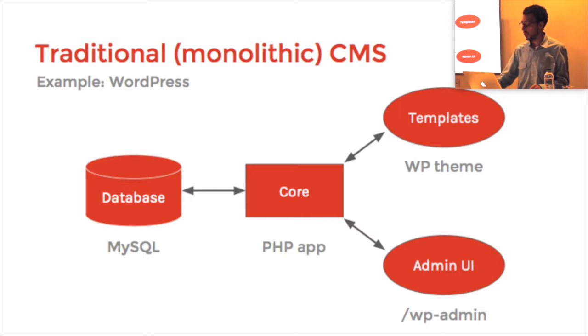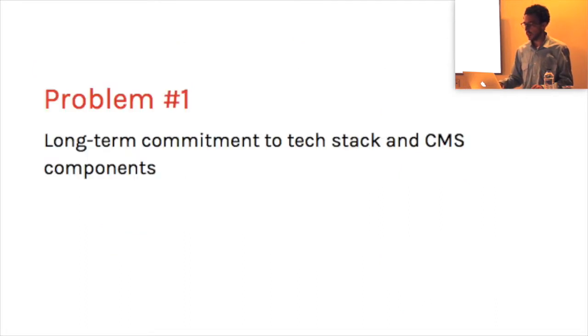Your templates would be just WordPress themes, and the admin UI would be the dashboard that sits on this path. And straight away I see some problems with this monolithic approach. The first one being that when you're committing to using something like this, you're essentially committing to an entire tech stack, right? Because if you want to use WordPress, you're going to need to run a MySQL database and a PHP server, so you're effectively committing to a LAMP stack straight away.